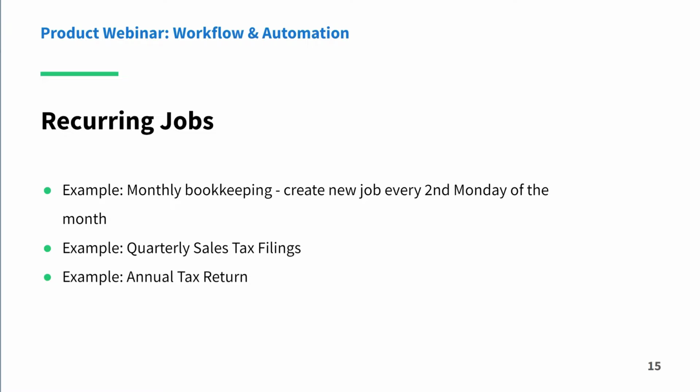And what if you want to have your jobs repeat weekly, bi-weekly, or monthly? That is where our recurring jobs feature comes into play. So for example, you have a customer that has a monthly bookkeeping job that needs to start on the second Monday of each month, and you'd like to have that job appear automatically. Maybe you need your quarterly tax filing customers' jobs to appear automatically for you so you don't forget. You can even set up an annual tax return job so you'll never again forget about those customers that you might only speak to once a year.